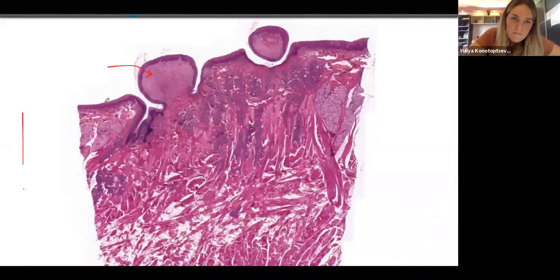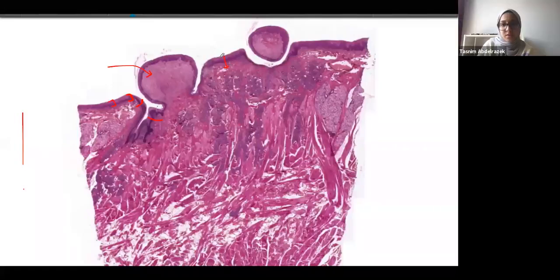Okay, which epithelium is here? Sorry, which structure is here? What is this? The specialized mucosa. Specialized mucosa. What is this?